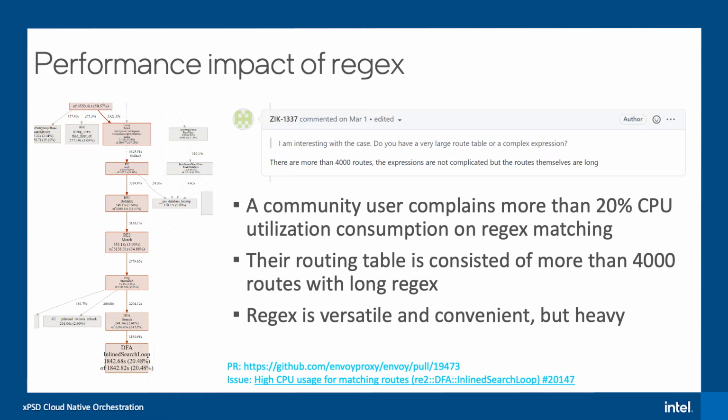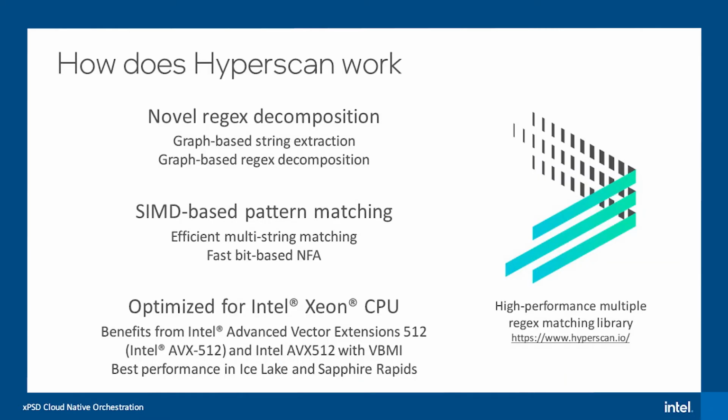Back in March this year, a community member reported high CPU utilization on Envoy when the route table was large. In this case, it was 4,000 routes. A few weeks later, Envoy accepted Intel's contribution to add a Hyperscan regex matcher to the upstream code base. Hyperscan is a high-performance regex matching library. Hyperscan uses SIMD instructions to perform simultaneous regex matching. SIMD stands for single instruction, multiple data, and it means that the CPU, such as Intel Xeon, can process multiple data sets with a single instruction.